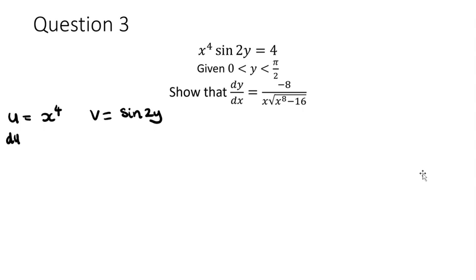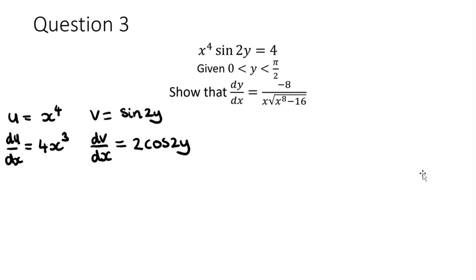So du by dx, well, this one should be fairly routine. That just becomes 4x cubed. But if I want to find dv by dx for my product rule, well, when I try to differentiate something that's got a y in there, this is where the implicit differentiation comes in. So what we do is differentiate the sine 2y with respect to y.